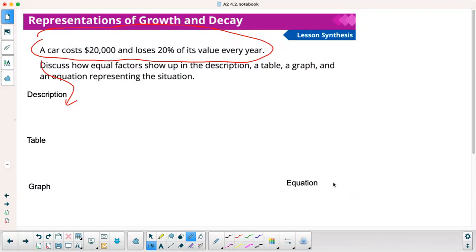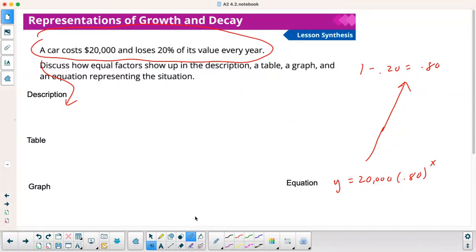So your initial value is 20,000, and you could do it in thousands. You don't have to write 20,000. You put 20 and just make sure you know it's in thousands, or you could write out the whole number. But it's losing 20%. So 1 minus 0.2 gives me 0.8. So that's my decay factor. So it's 0.8 to the x. There's my equation. There's my initial value. There's my decay factor. The 20% comes into play right here. That's how I got the 0.8.